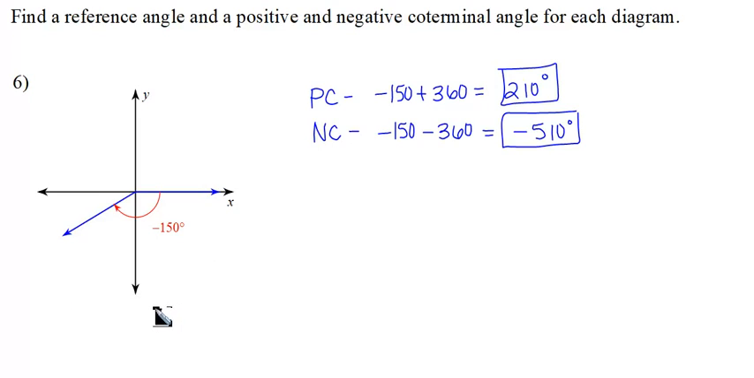So just to go over this one more time, if I was to draw a 210 degree angle, it would stop right here at the same place as my angle. If I was to draw a negative 510 degree angle, it would stop right here at the same place as my angle.